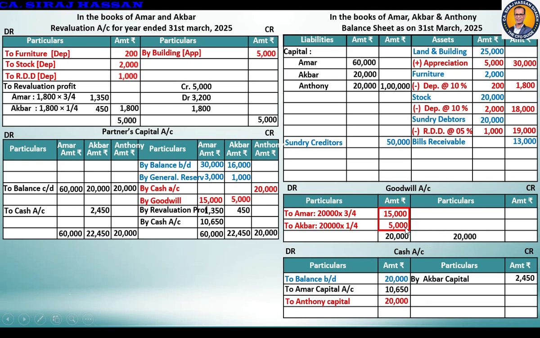Now we close the goodwill account. We have got a balance of 20,000 in the goodwill account, which will go to the balance sheet assets side. Now we close the Akbar's capital account. There is a balance of 48,200. So there is a totaling mistake here. It should be 50,650. So the balance figure is 48,200. So we close the balance sheet. So both sides got tallied and we have completed the problem.